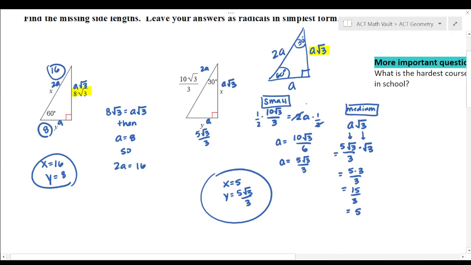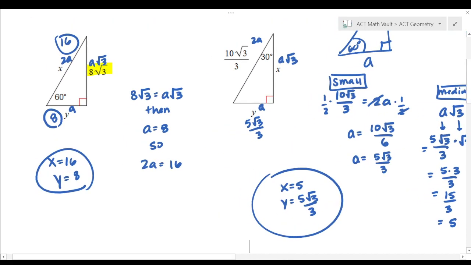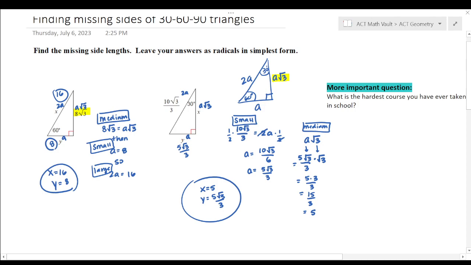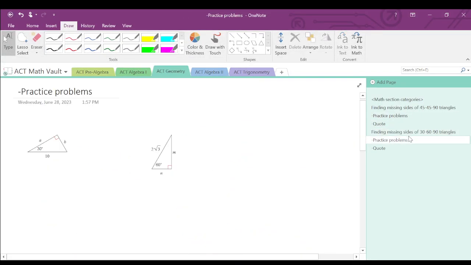I kind of like these labels here, the small and the medium, so let's do it here. This would be the medium that is given. So then small is the 8, and then large would be the third one. In this case, you're given the large, and so you're trying to find the small and the medium. And we did.